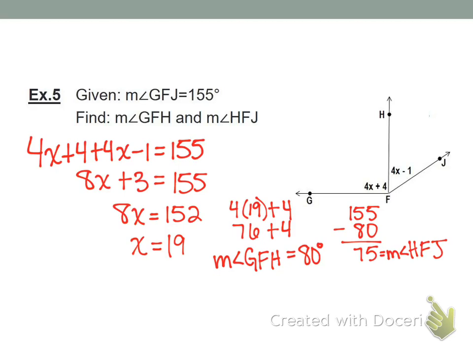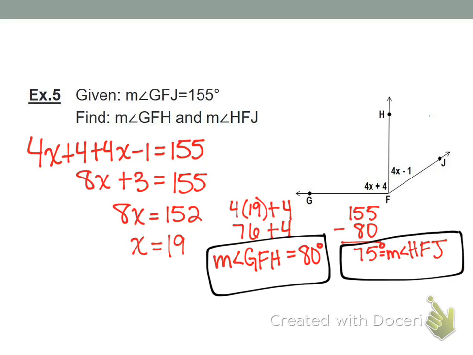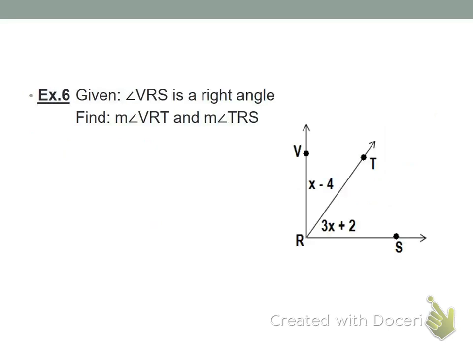Now, if you were to plug it in to the 4x minus 1, that's fine. You should get the same thing. Oh, I should put my degree symbol on there. Questions, concerns? Warm, fuzzy feelings? No warm, fuzzy feelings. Cold, prickly feelings. Okay. Are we ready to move on? Yeah. Great.